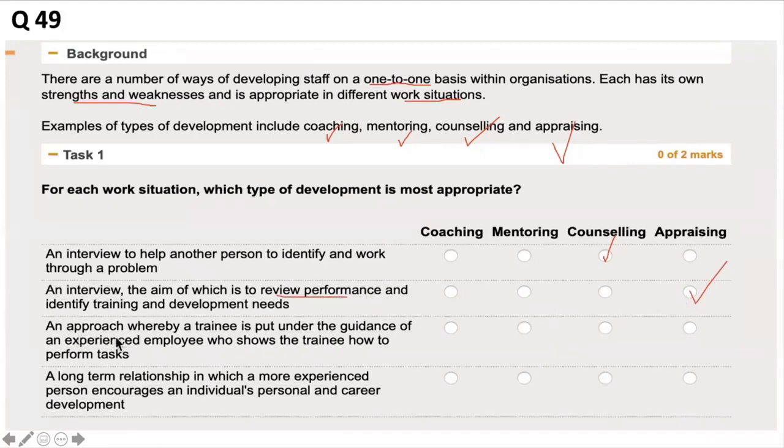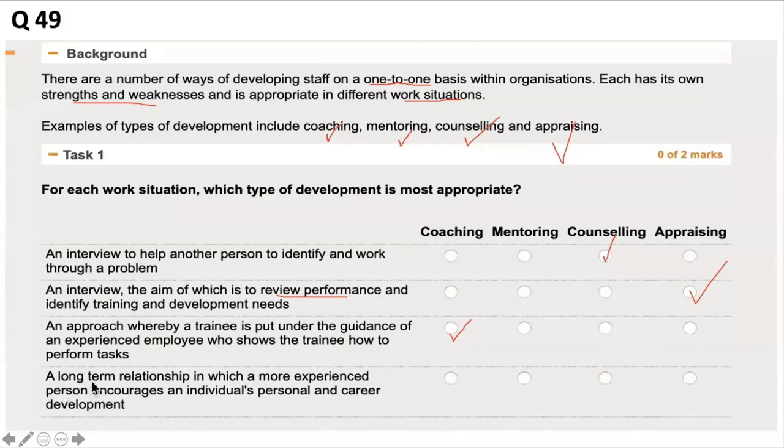An approach, the third one, whereby a trainee is put under the guidance of an experienced employee who shows the trainee how to perform tasks. That's closer to coaching. You're not appraising anyone. You're not evaluating anyone. You're not counseling anyone. You're guiding someone to show how to perform a task. And that's not mentoring because it's not longer term. It's not something to develop career, let's say.